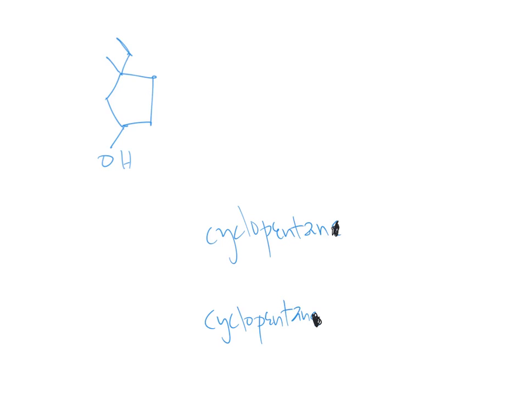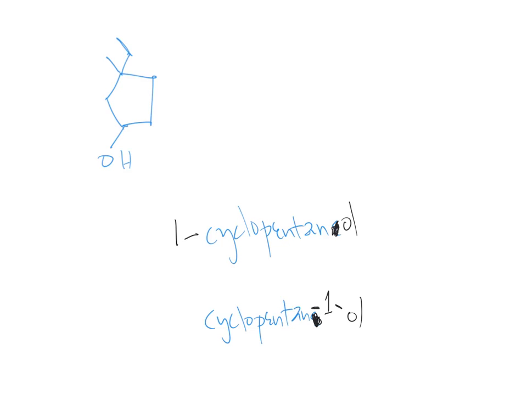And what's the ending for alcohols? OL. However, we have to give locants. And alcohols get priority. So that means it's carbon number 1. It's fine if you put the 1 right there, or you can actually put a hyphen between the N, the number 1, another hyphen, and the OL ending. So that would be cyclopentan-1-ol, or 1-cyclopentanol.